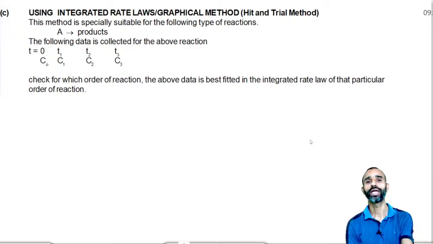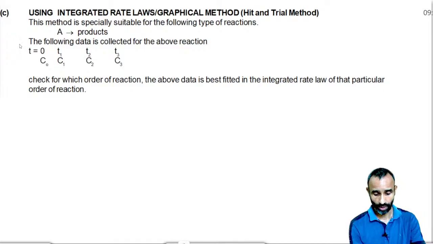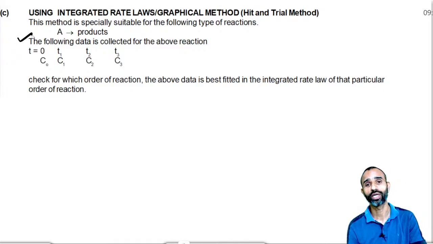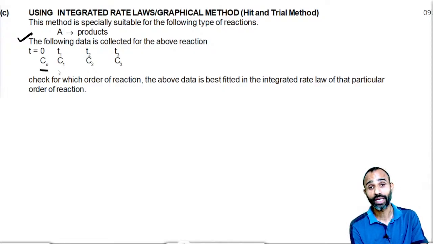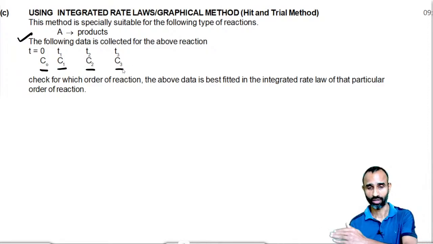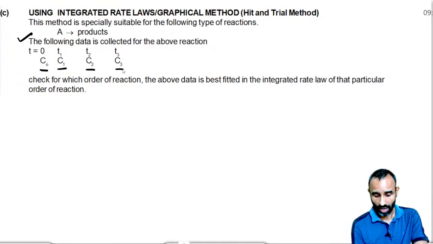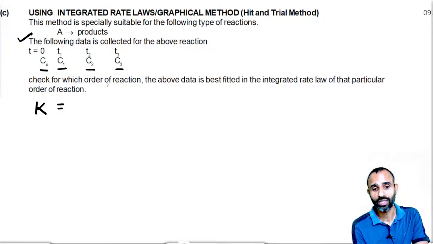Now, the integrated rate law method. In the integrated rate law method, we should have data such that at time 0 concentration is C naught, at time t1 concentration is C1, C2, according to the different times. So now what we do, we write integrated rate law expressions. You know what k is for a zero order reaction? It is (C naught minus Ct) by t.